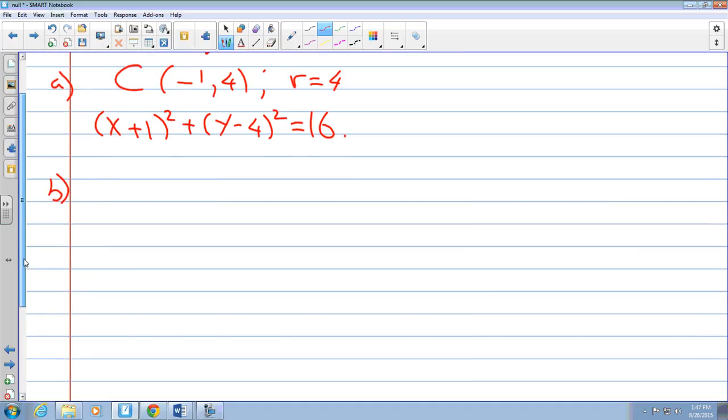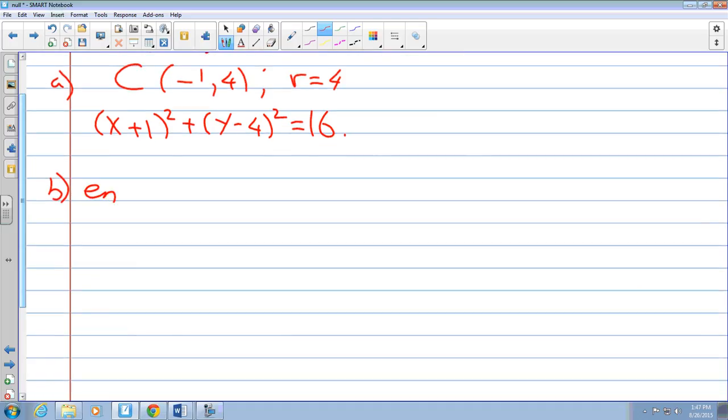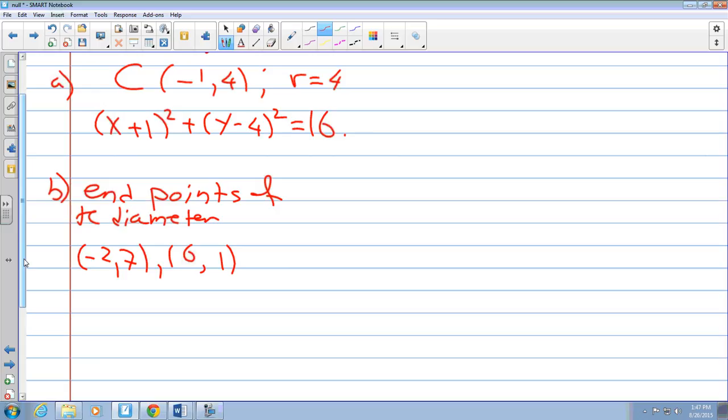I'm going to give you the endpoints of the diameter. How do you spell diameter? Like that? Okay, endpoints of the diameter. Negative 2, 7, and what will be another good one? 6, 1. So you have a diameter of a circle, right? I'll just give you the coordinates of the endpoints. That's all you know. Well, you're supposed to tell me what the equation is.